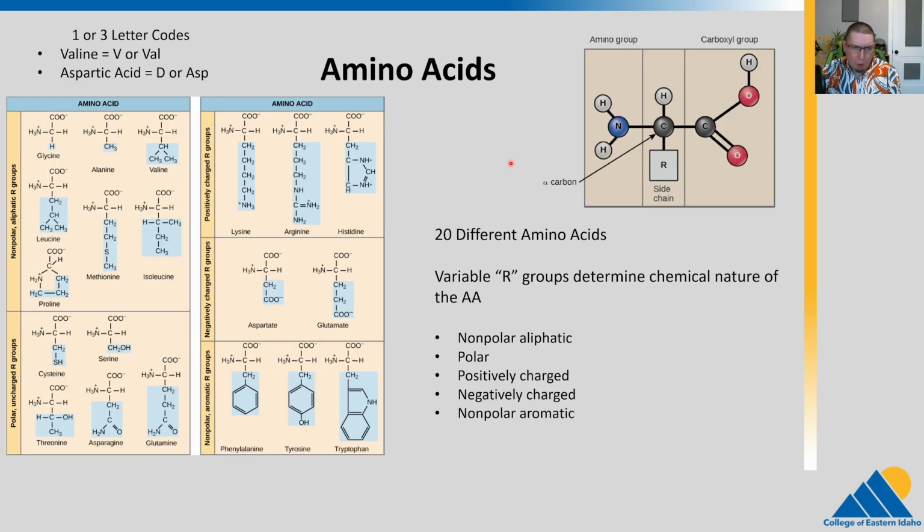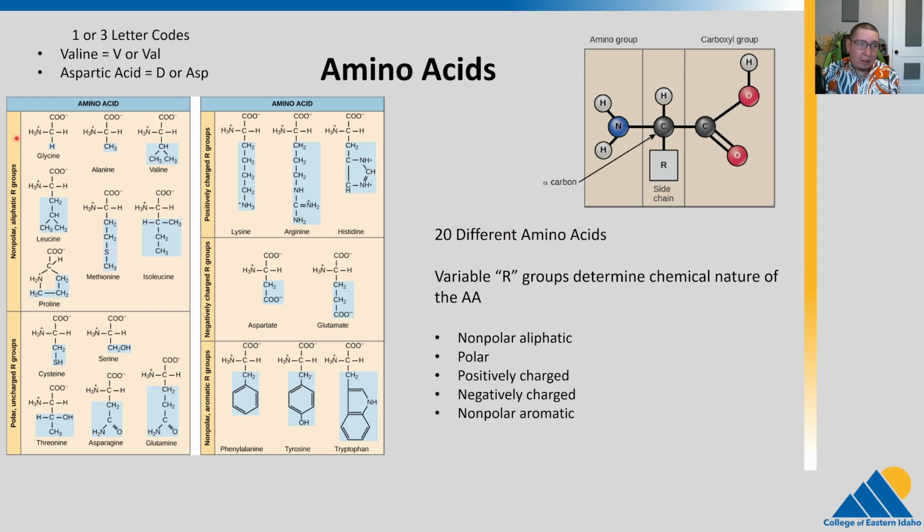What are proteins made of? They're made of amino acids. Okay, just so you know, if I abbreviate them AA, I'm talking about amino acids, not anything else that has the initials AA. Don't worry. There are 20 different amino acids.